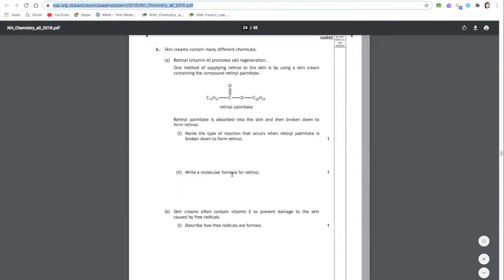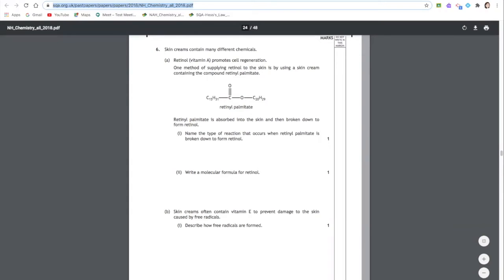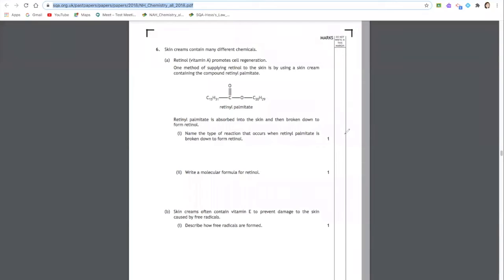Then it says to write the molecular formula for retinol. Because retinol ends in -ol, that suggests it's an alcohol. If we were to split the ester link, it would break here, and the alcohol side is the side with the single bonded oxygen, so that would be this side. So the molecular formula for retinol would be C20H29OH. Don't forget to add the H back onto the hydroxyl.